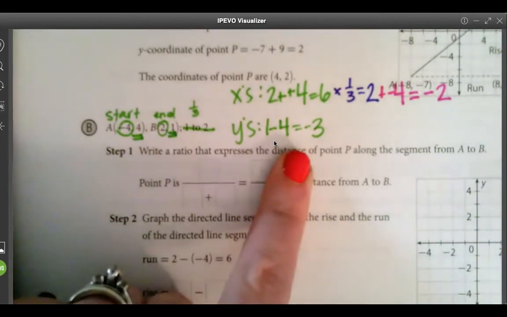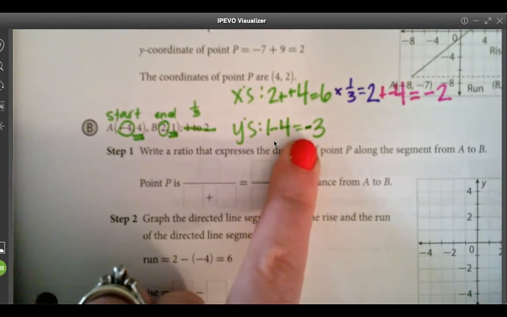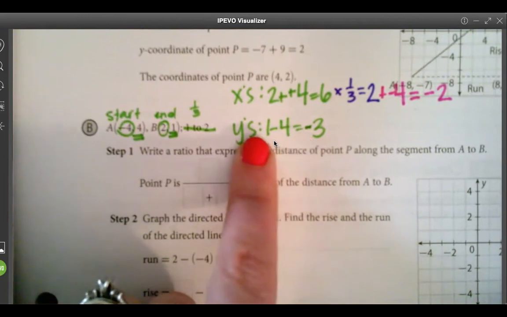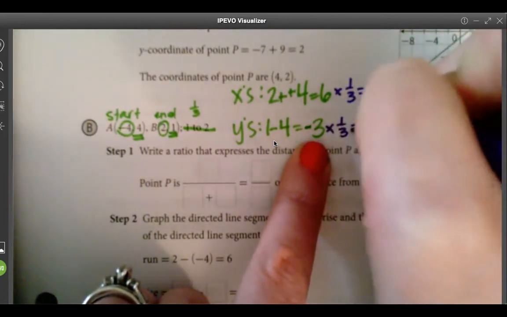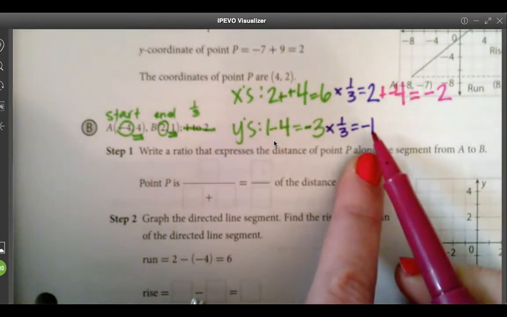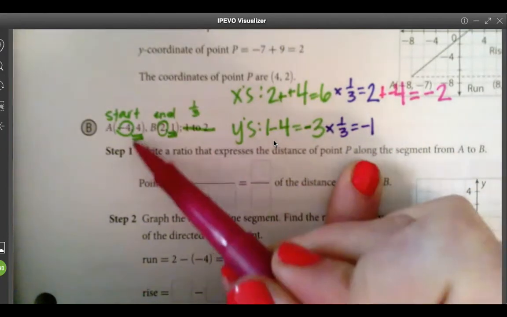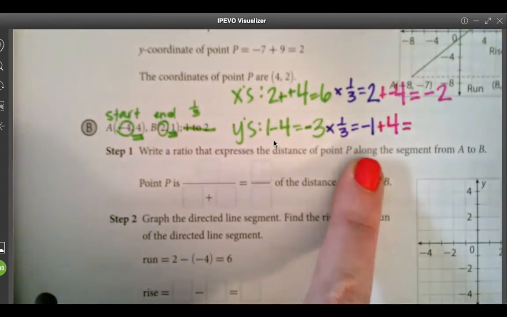Now, this is -3, but I don't want you to think that the line is -3 units long. This negative gives us direction. Okay, negative distances are not a thing, but when you're graphing, you can have a down direction, which is what this is. Negatives in the y value mean that you're going negative or going down 3 spaces. But I don't need all 3. I only need 1/3, so I multiply. So that means that I need to go down a total of 1 space from my starting place, and I started at 4. So I'm going to add 4. So your coordinates are -2, 3.